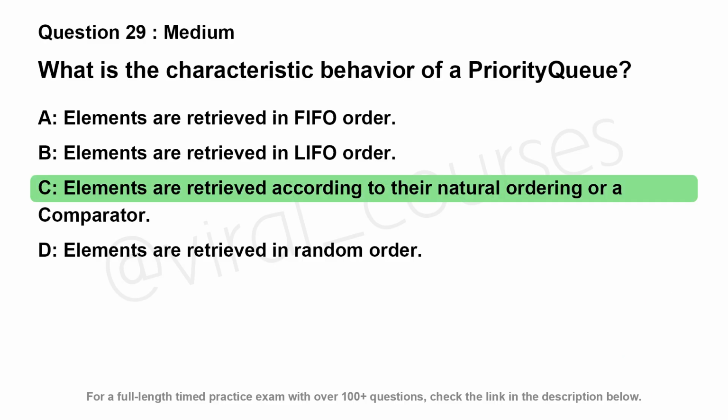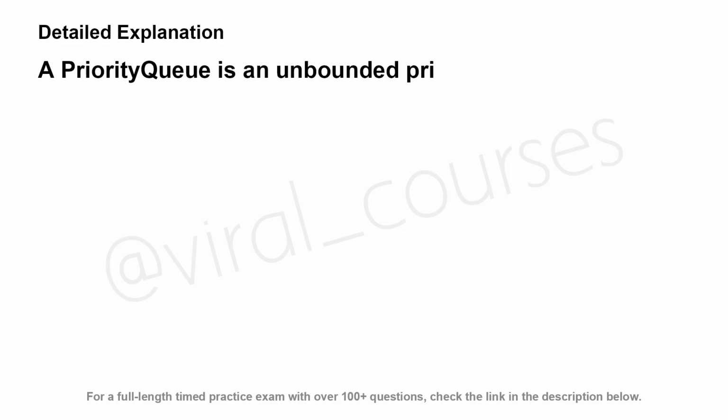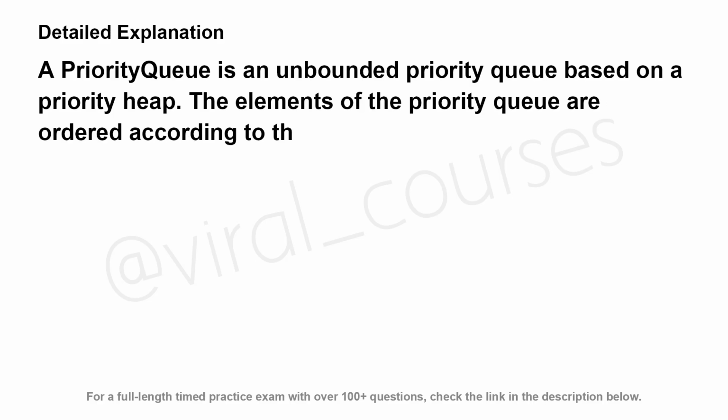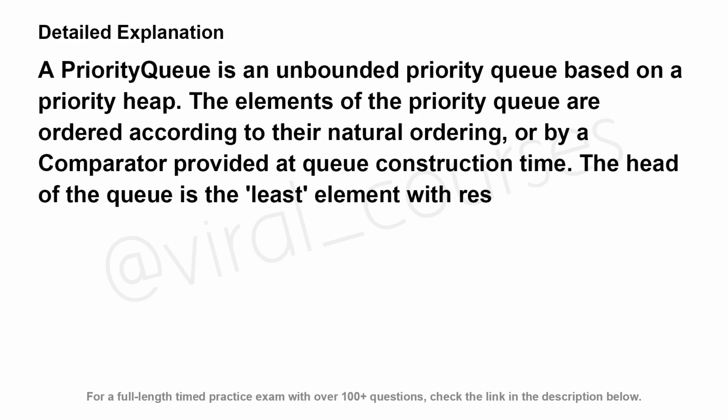The correct answer is C. A PriorityQueue is an unbounded priority queue based on a priority heap. The elements of the priority queue are ordered according to their natural ordering, or by a Comparator provided at queue construction time. The head of the queue is the least element with respect to the specified ordering.